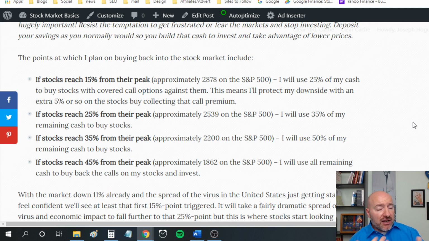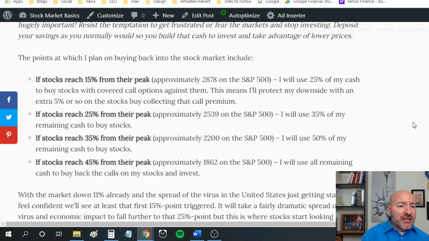So I went and bought some stocks. What this does is I get in on these lower stock prices, but with those covered call options, so I'm selling calls against these stocks, I was able to protect myself from another 5% down, right? So I'm in these stocks, and I was able to take advantage of that drop.